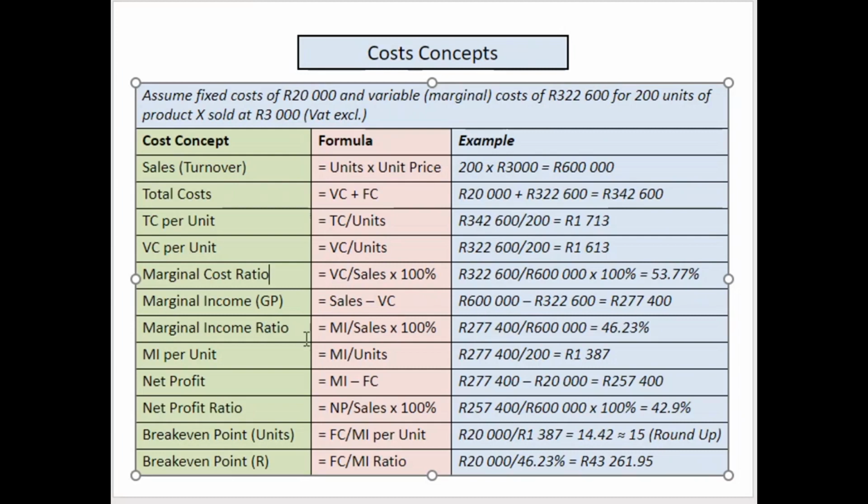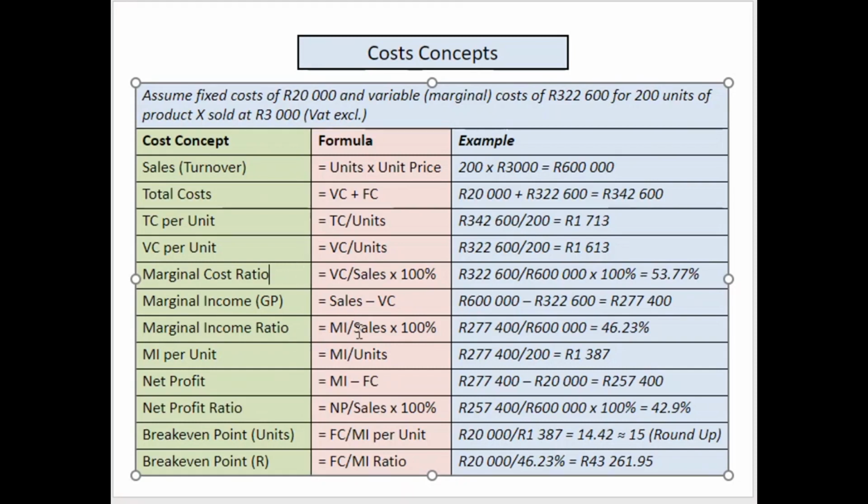Now we get to our marginal income ratio. Here I've said it is our marginal income divided by sales. Please note, guys, marginal income and gross profit is one and the same thing. It's also important for the bookkeeping that you do that you realize that marginal income and gross profit is the same thing. So now you've calculated your gross profit. You have your sales and you can calculate your marginal income ratio, just like you did your marginal cost ratio.